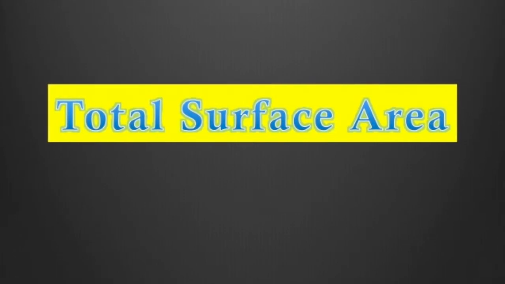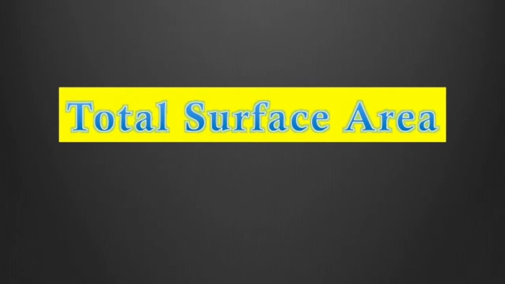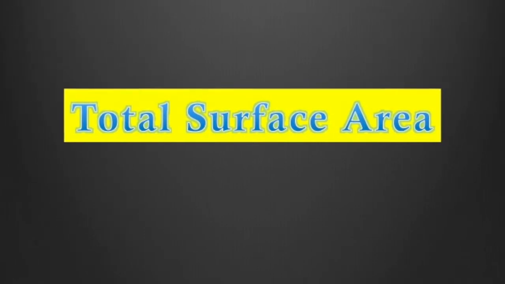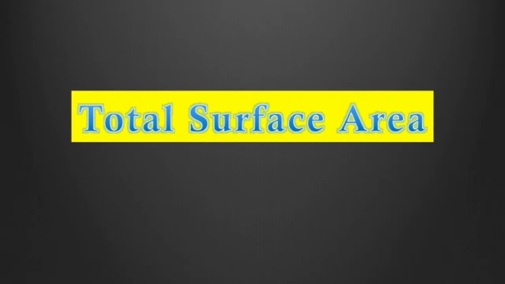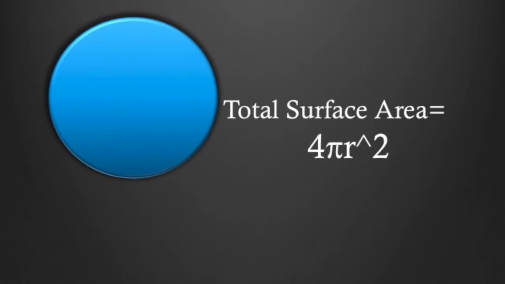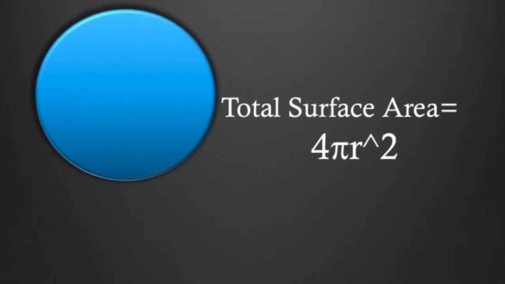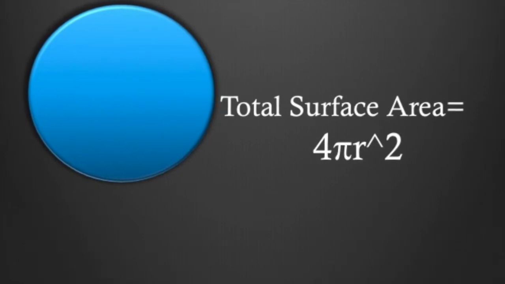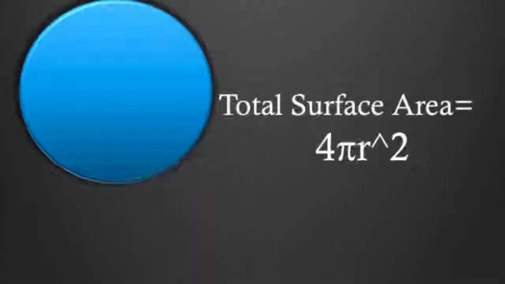Now let's look at total surface area. Total surface area is going to include all the area of all the surfaces of your polyhedron. So not only the sides of your polyhedron, but also your bases. To find your total surface area of a sphere, you're going to use the formula 4 pi r squared. Notice we didn't talk about a sphere when we used lateral surface area because a sphere has no sides.